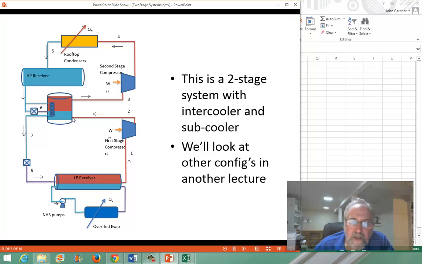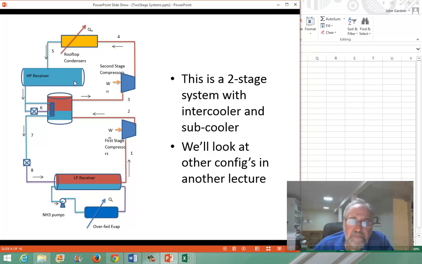So this is superheated at intercooler pressure, but this is saturated vapor at intercooler pressure. So we've already, this is the effect of the cooling. Now we could have superheated vapor coming out of the second stage. This is the rooftop condenser. So this goes up here, turns all this hot superheated vapor into saturated liquid, goes to a high pressure receiver.